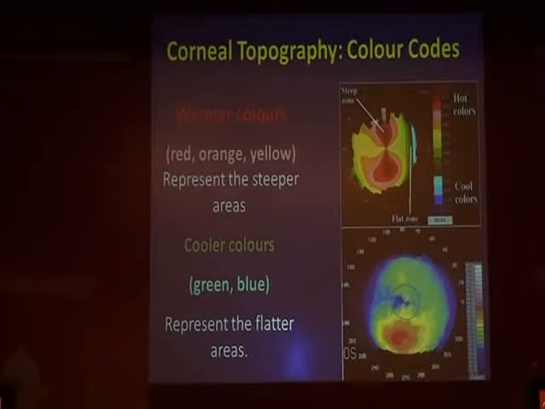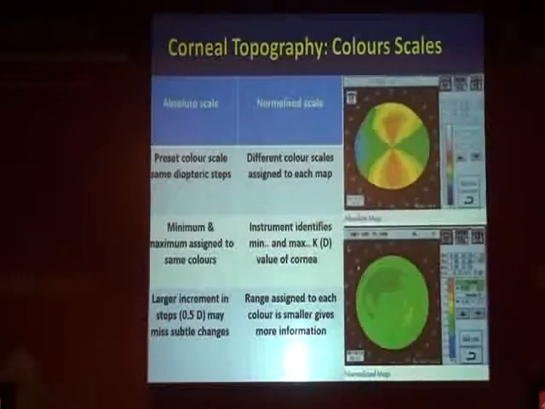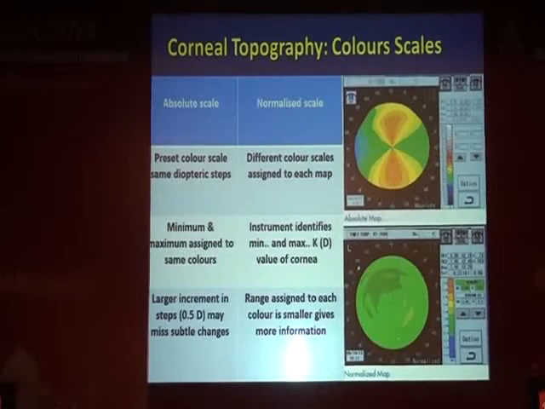Once we see the corneal topography, we should look at basically the colors. We all know that the warmer colors, red, orange, and yellow, represent the steeper part of the cornea, whereas the cooler colors, green and blue, represent the flatter part of the cornea. Once we look at the colors, we should not forget to look at the scale which has been used, because the appearance of abnormalities depends upon which type of scale has been used.